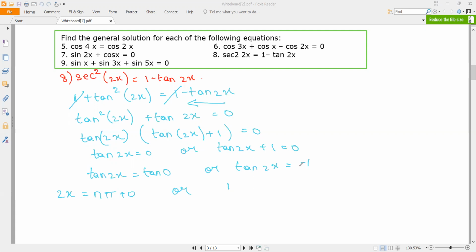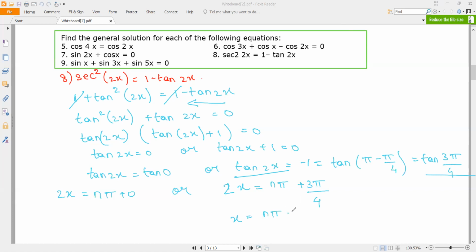Tan pi by 4 is plus 1, and tan is negative in the second and fourth quadrant. In the second quadrant, it can be written as tan of pi minus pi by 4, which is tan 3 pi by 4. So here you consider 2x, and 3 pi by 4 is your value y. The general formula would be n pi plus 3 pi by 4. Taking 2 to the right hand side, your x value is equal to n pi by 2 plus 3 pi by 8, or your x value will be n pi by 2. So these are the two values of your x.